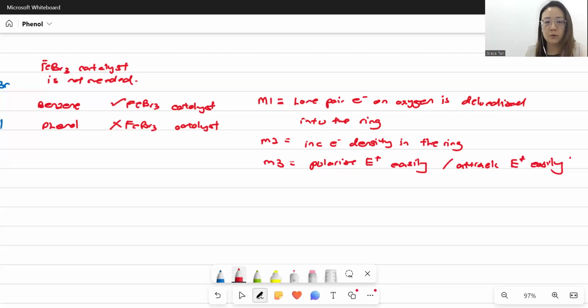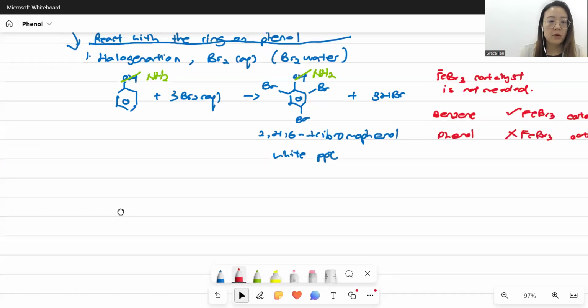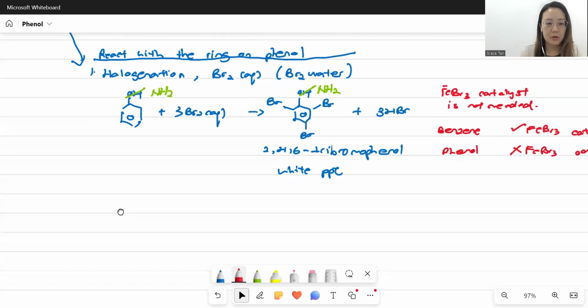So maybe they say 3 bullet points, 2 marks, 2 bullet points, 1 mark. Or maybe if they're generous enough, every point here is 1 mark. Okay, so phenol and phenylamine are a more reactive version of a benzene ring. Hence, they do not require a catalyst. Okay, so the first reaction on the ring is halogenation.